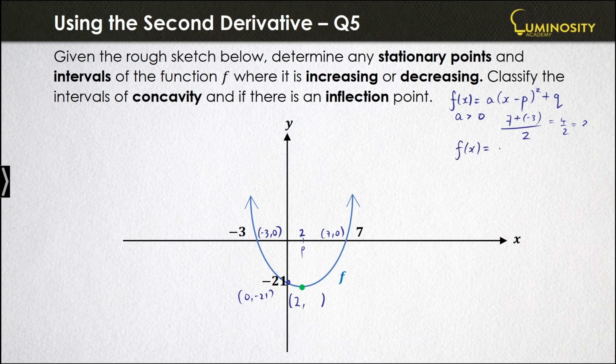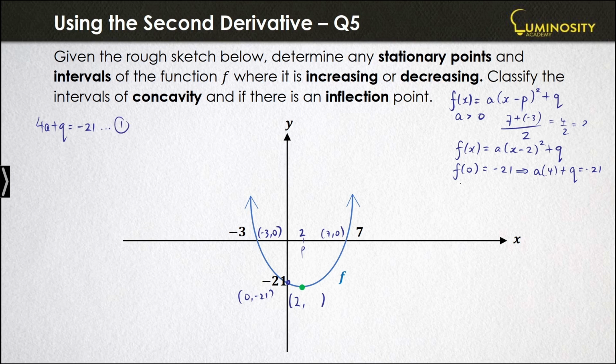So f(x) = a(x - 2)^2 + q. Now I can find a and q by using the points on the graph. So I'm going to take the point (0, -21). When I put x = 0, the y value should be negative 21. So this is equivalent to saying a times (0 - 2), which is negative 2, squaring it becomes 4, plus q. That must be negative 21. So we've got our first equation, 4a + q = -21.